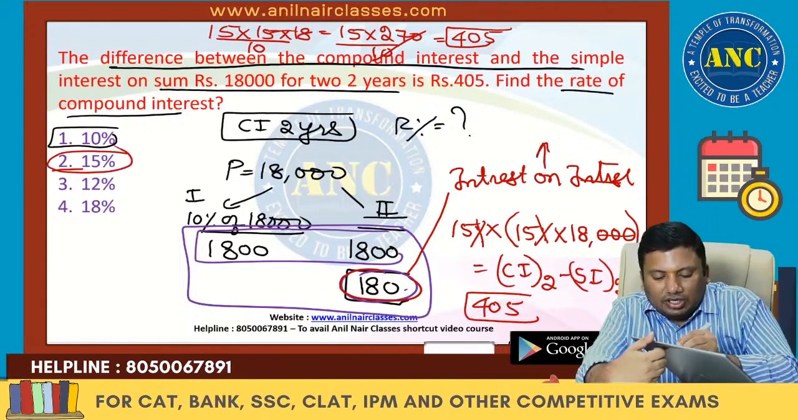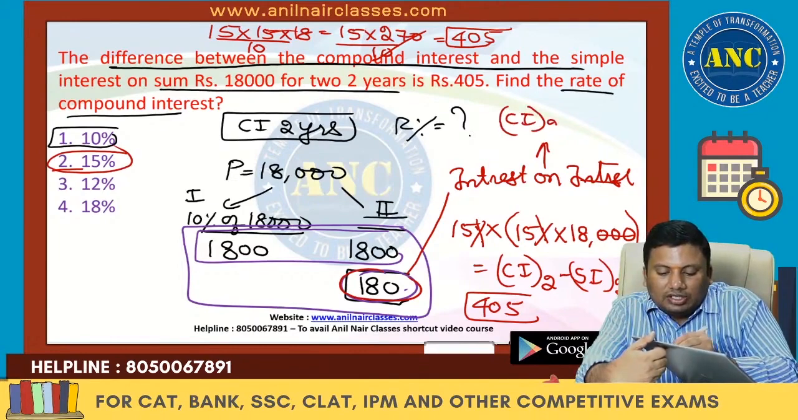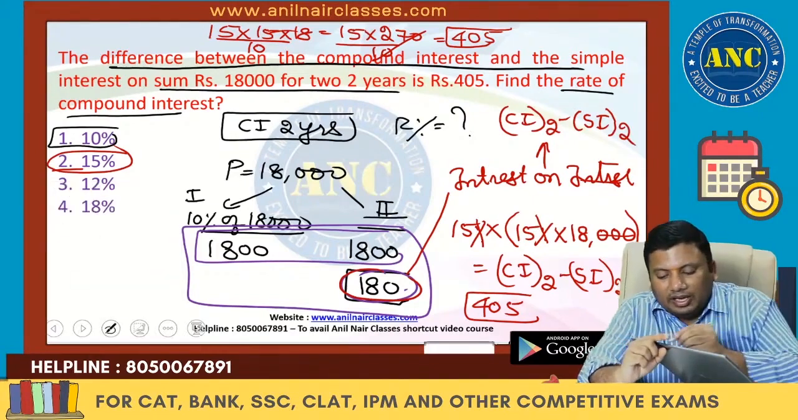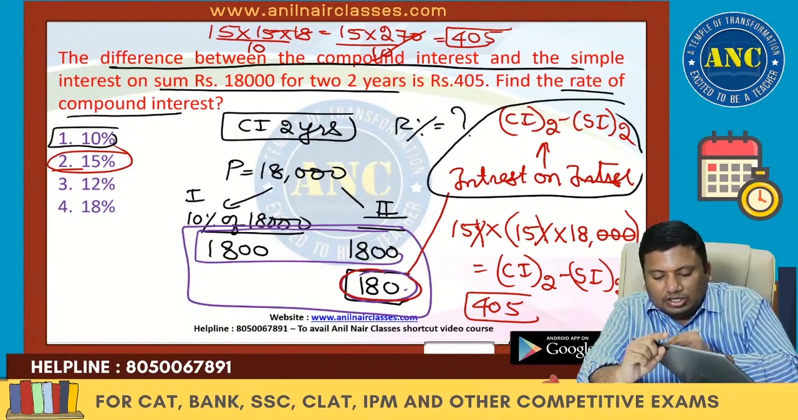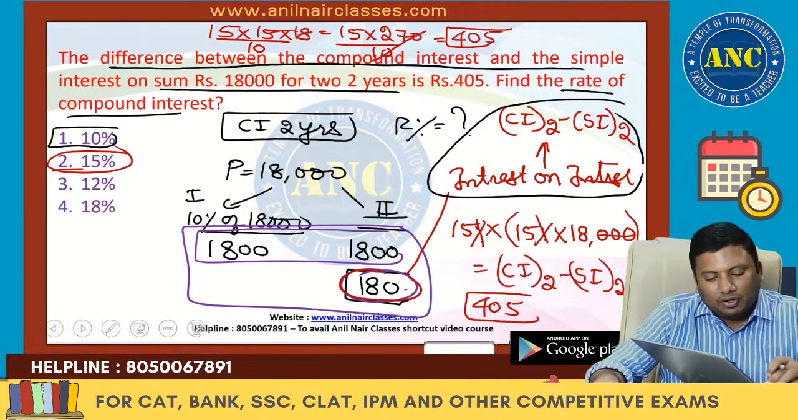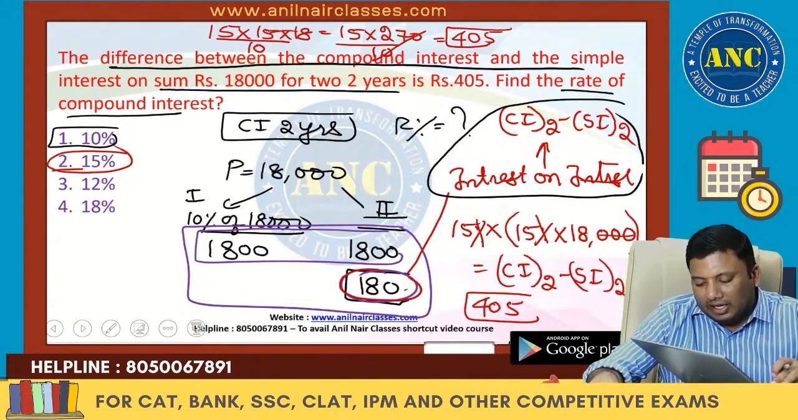Interest on interest is nothing but CI for 2 minus SI for 2. If I calculate interest on interest, it is nothing but CI for 2 minus SI for 2. I hope the idea is clear.